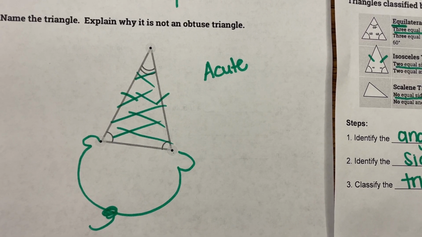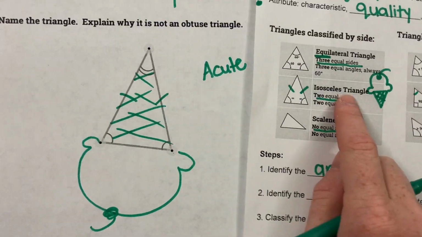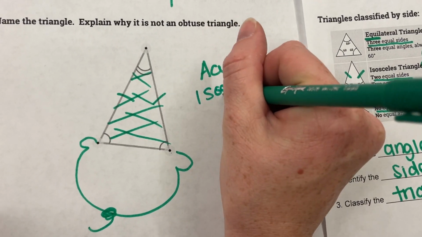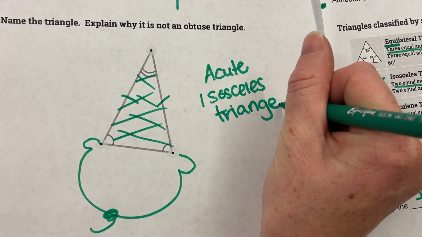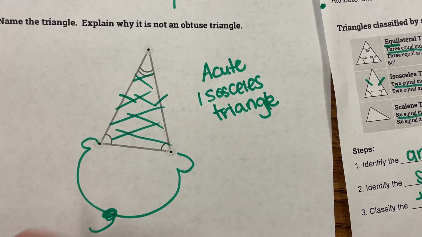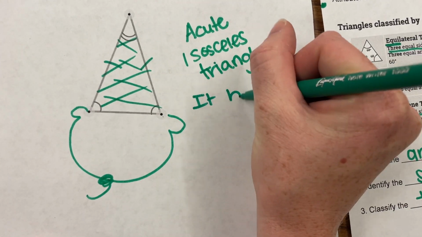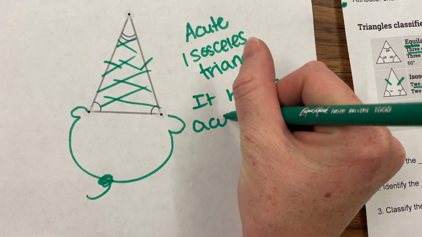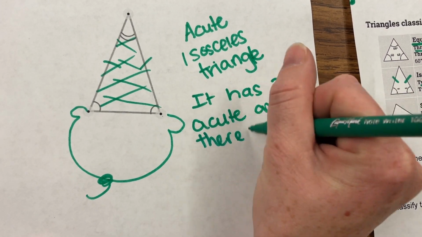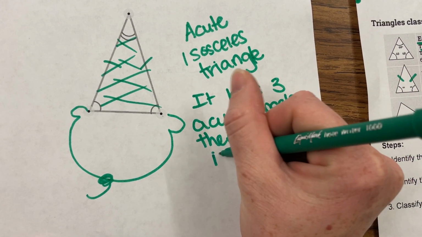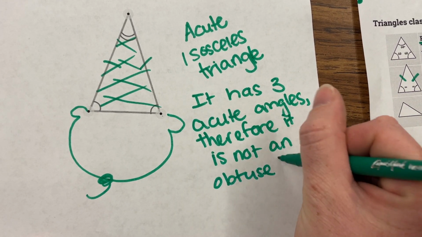Okay. So if it looks like an ice cream cone, oh, I matched it with my ice cream cone up here, isosceles. So it is an acute isosceles triangle. Explain why it is not an obtuse triangle. It has 3 acute angles. Therefore, it is not an obtuse triangle.